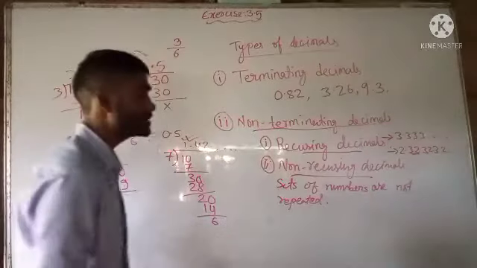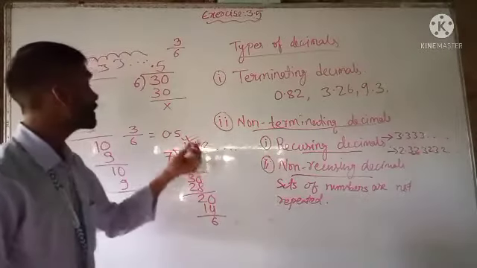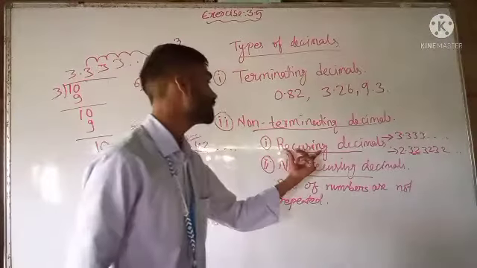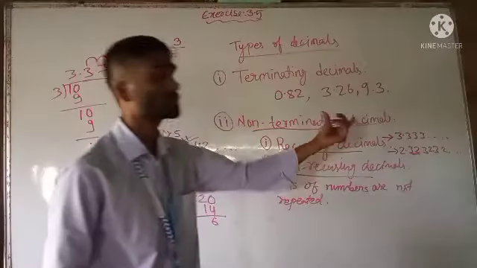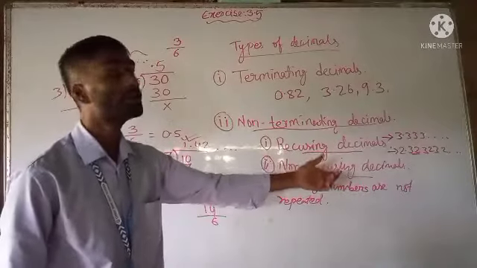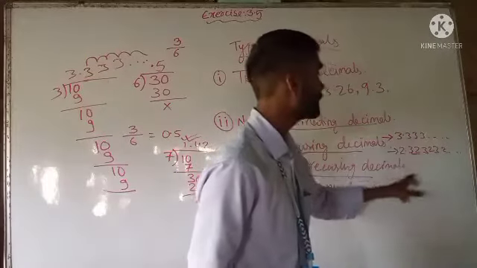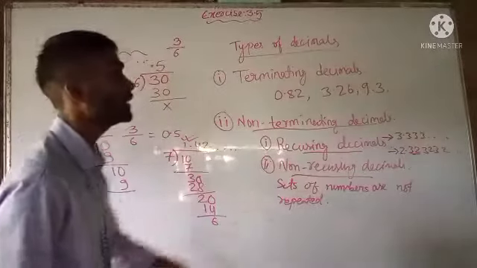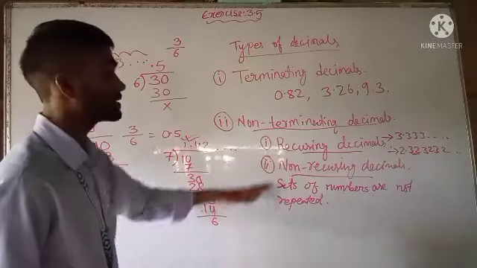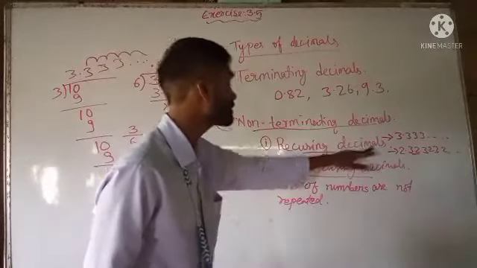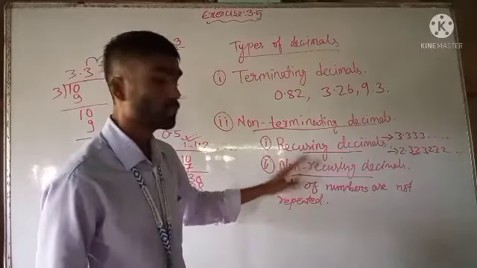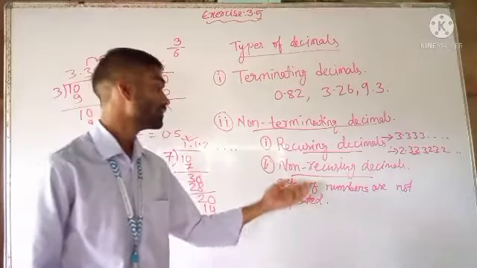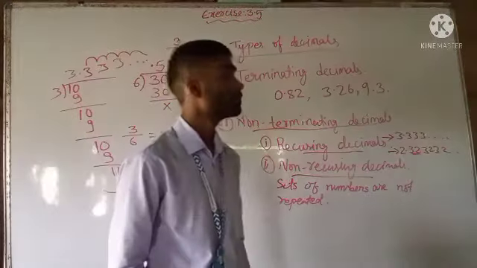Sets of numbers are not repeated. That means after the decimal point, the sets of numbers do not repeat here. But here, the sets of numbers start repeating again and again. Here we can see 3 is repeated again, and 32 goes on repeating. In such a way it will go on repeating. Such numbers are known as recurring decimals, and the numbers where the sets are not repeated again and again are known as non-recurring decimals.